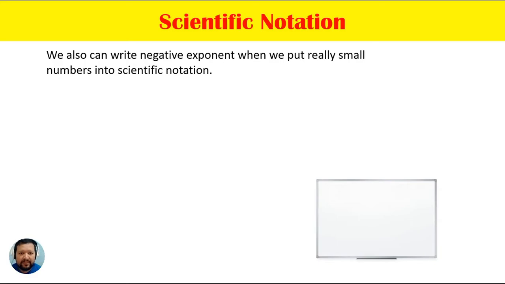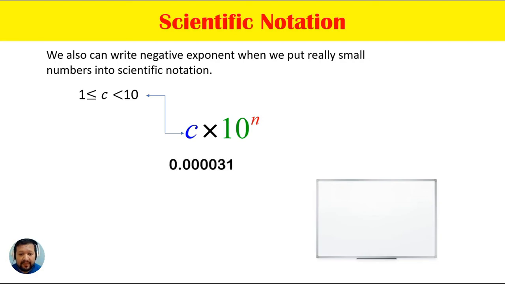We also can write negative exponents when we put really small numbers into scientific notation. It's exactly the same form. We're going to have a coefficient c that is a number higher or equal to 1 but lower than 10, multiplied by a power of 10. Let's see the number 0.00031. We're going to move the decimal point to leave a number, and the number will be 3.1.